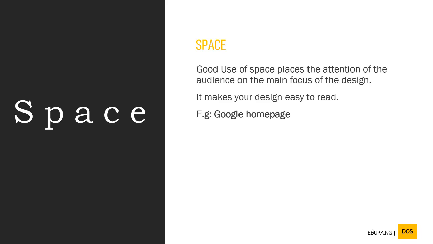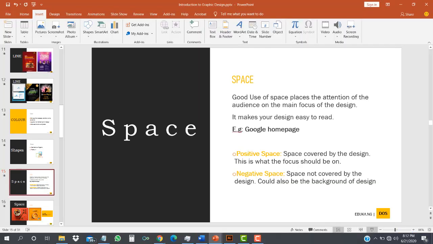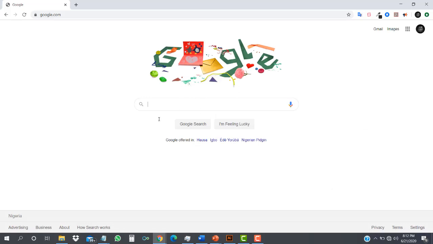You know how that Google homepage is, that once you open it, the only thing you see is the search box. Now let me show you what I mean. So you see, this is the Google homepage, right? Once you come here, there's only one thing you can do here: search. The way Google designed it made it so easy, such that you see so much space all around. So when you see the search box, you know that there's only one thing you can do, just type in this search box. So that's how powerful space is.